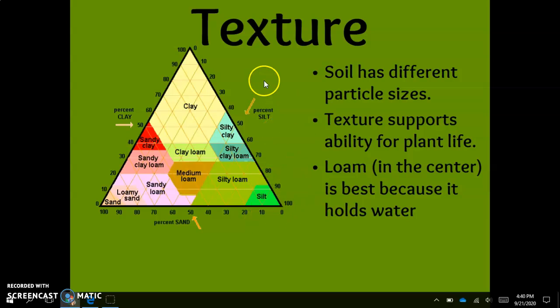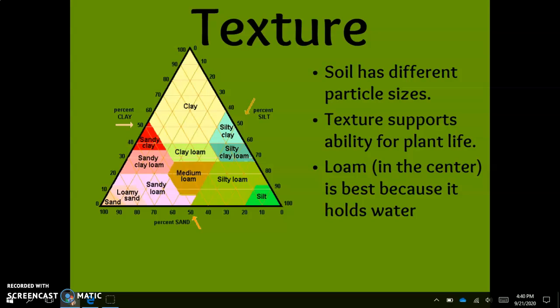So the best texture for soil is going to be something called loam. And you see the loam typically sits in the very middle of this texture pyramid. And it's the best because it holds water, but it doesn't hold on to it too much. So it's permeable. It's kind of like the Goldilocks of soil textures.